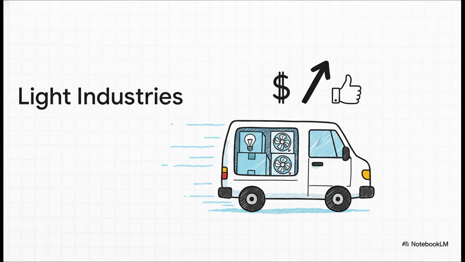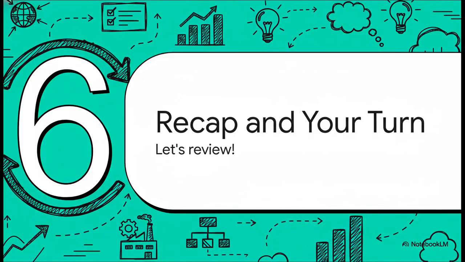These industries use raw materials that are light in weight, and they also produce goods that are light. For example, think about the industry that makes electrical fans or bulbs. The materials are not very heavy, and the final products are easy to transport. Wow, we have covered quite a bit today, haven't we? Let's take a moment to do a quick recap of everything we have learned.